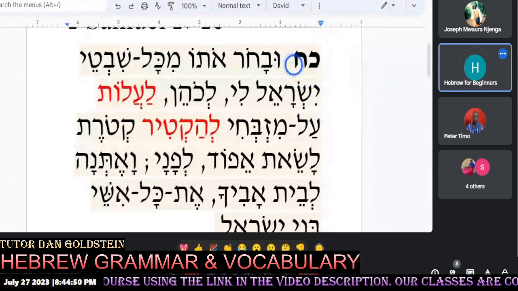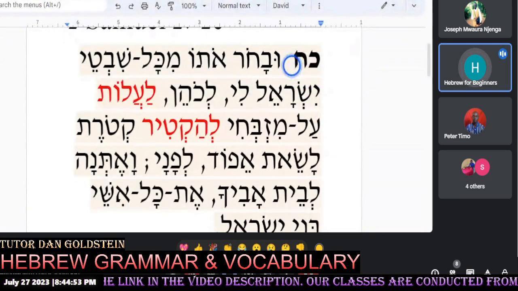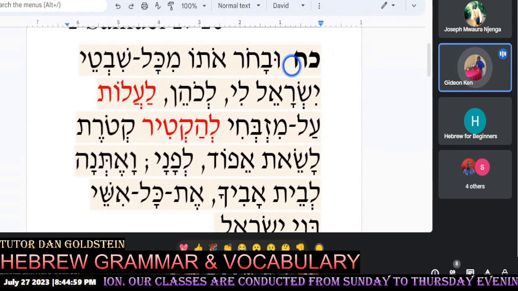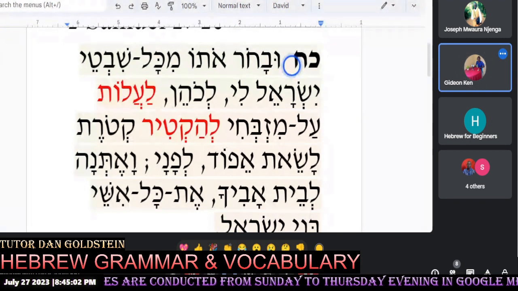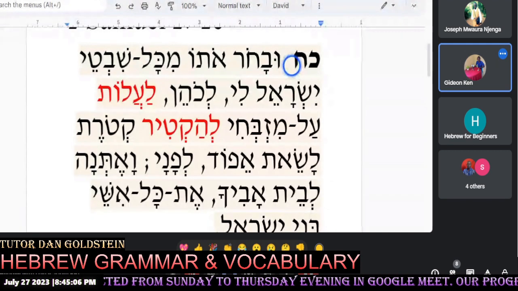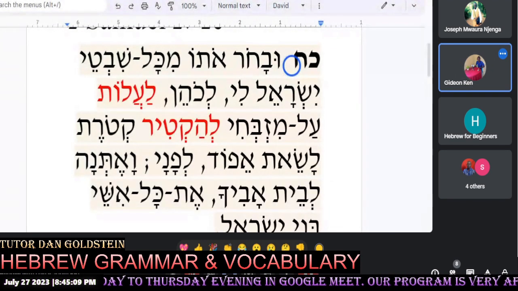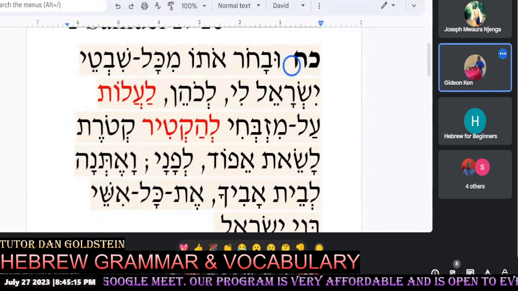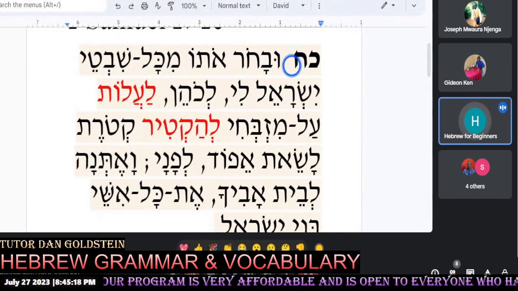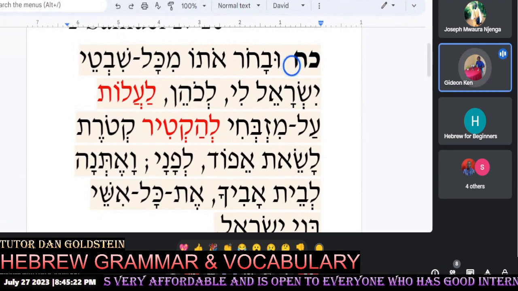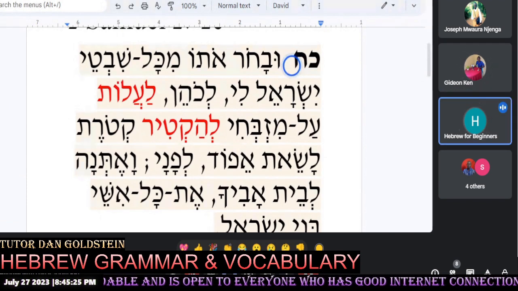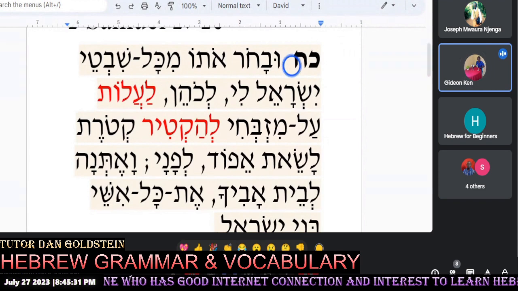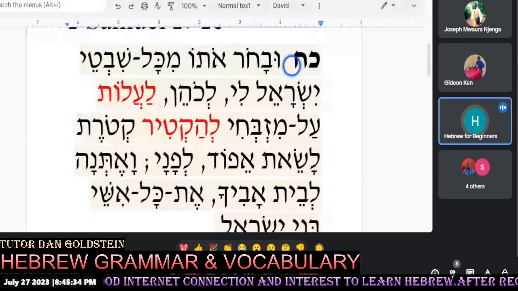Gideon, could you give us maybe the first two lines of the verse? Uvachor oto bechol shivte Yisrael li lekohen la'alot. La'alot, I'm sorry. La'alot. And just two more words. Al mizbechi. Well done. That's perfect.